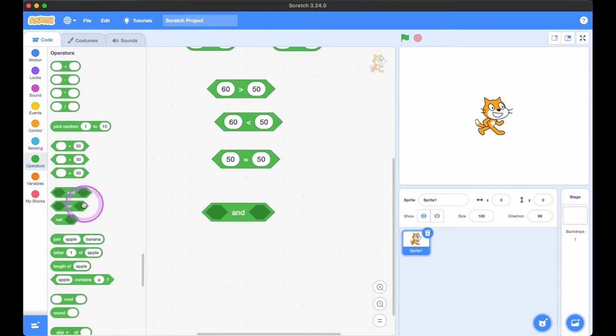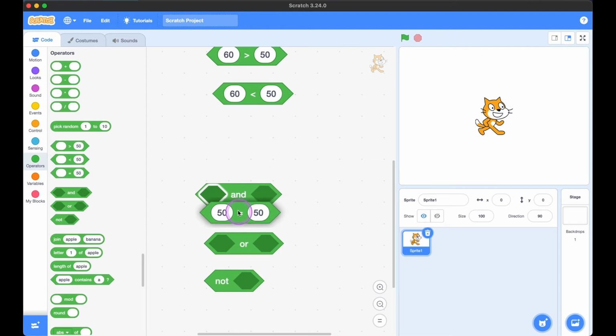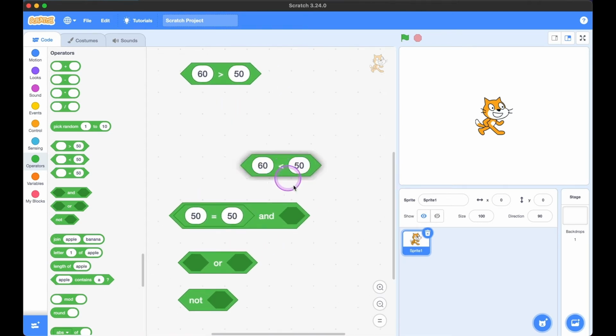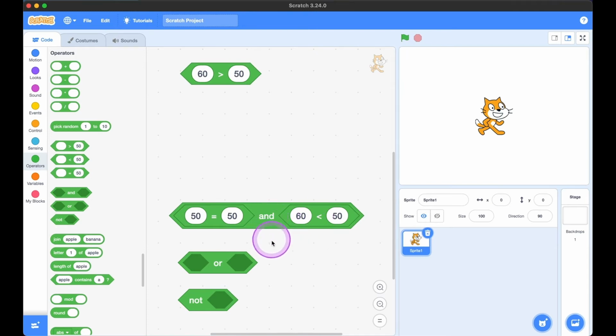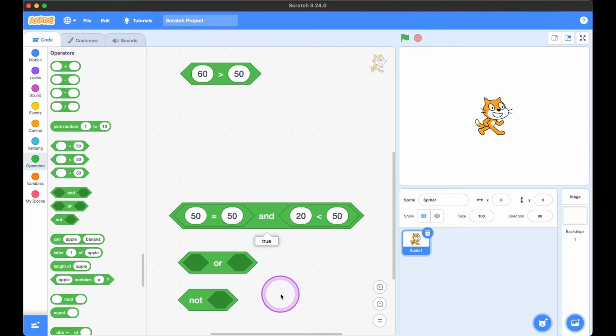Now let's look at these three blocks, and, or, not. For this one, both hexagons have to be true in order for this entire block to be true. So is 50 50? Yes, it is true. But is 60 smaller than 50? No. So the final statement would be false. But if we make this true, is 20 smaller than 50? True. And is 50 50? Yes. Then the final statement would be true.